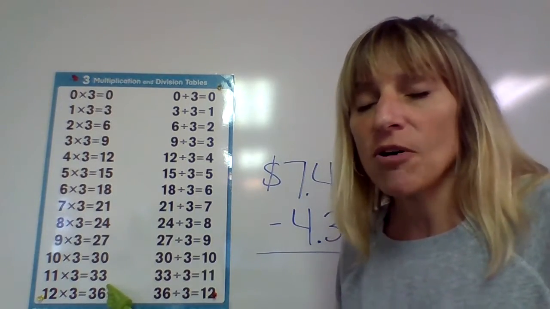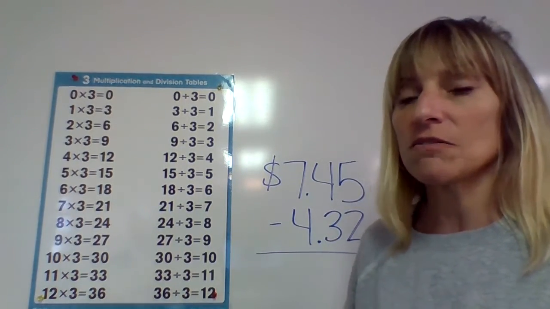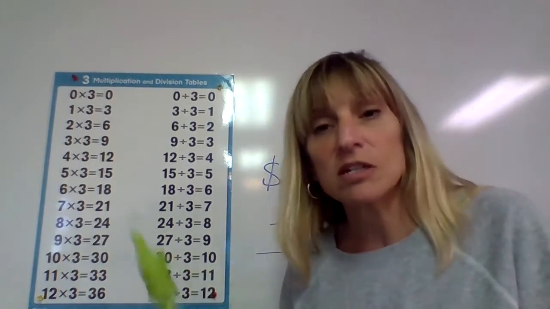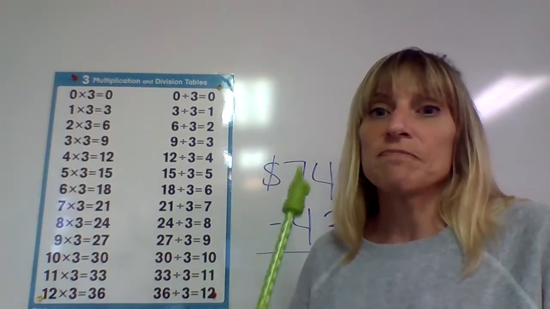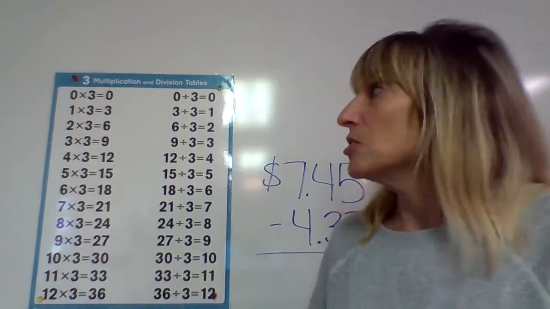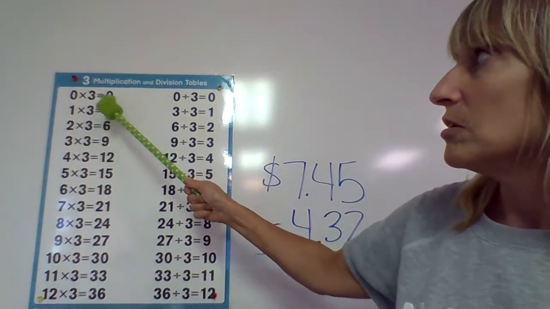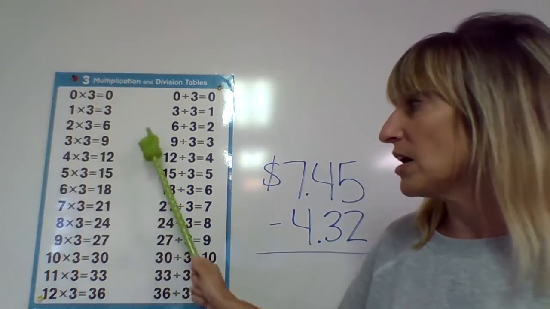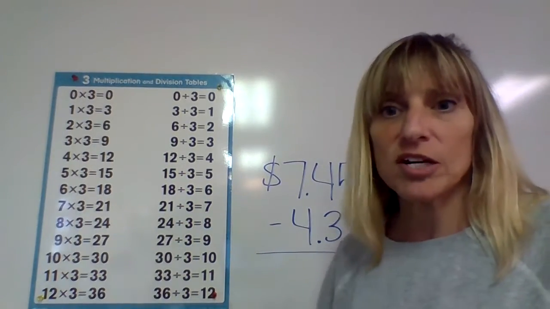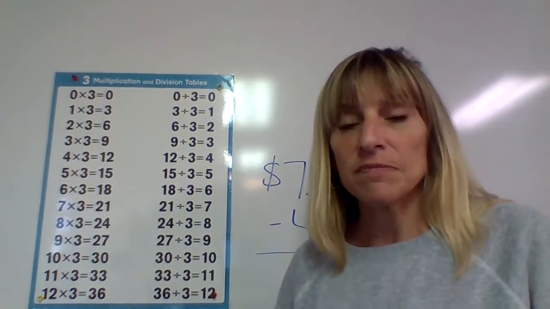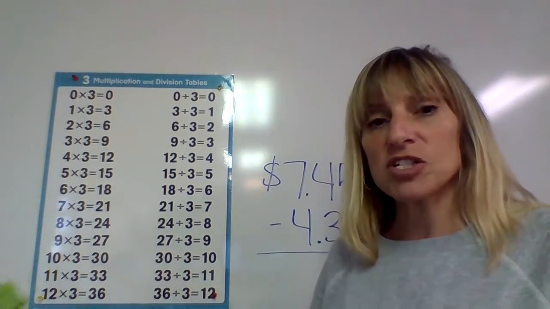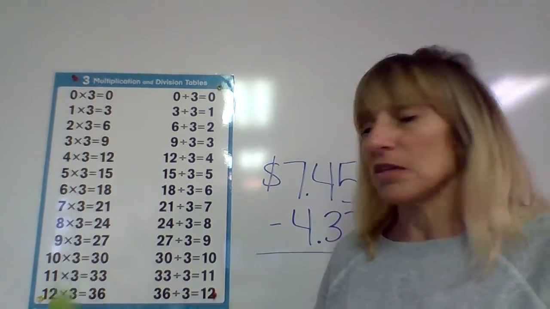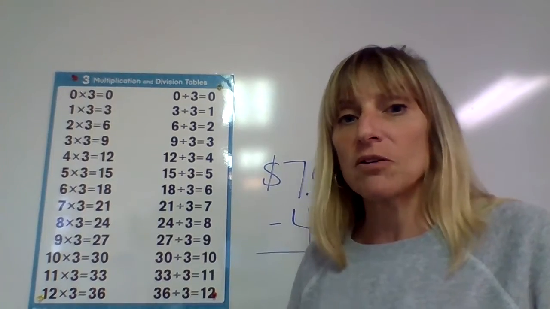Now we have already done multiplication of zeros, ones, twos, fives, and tens. So you guys should know 0 times 3, 1 times 3, 2 times 3, 5 times 3, 10 times 3. You guys should know those already, okay? So that's what's cool about multiplication, it overlaps a little bit like that, okay?